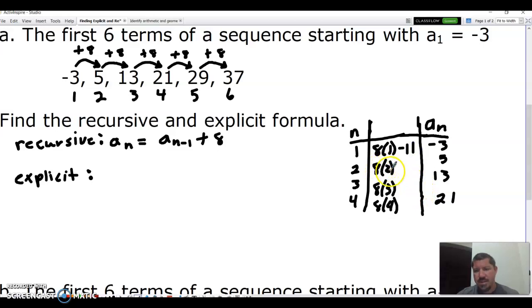8 times 2 is 16. How do I get 5? I subtract 11. That's 24. How do I get 13? I subtract 11. That's 32. How do I get 21? I subtract 11. So what you should notice here is that I have an 8 multiplied by my n minus 11, so my explicit a sub n in this case is 8n minus 11. There's your recursive and your explicit.